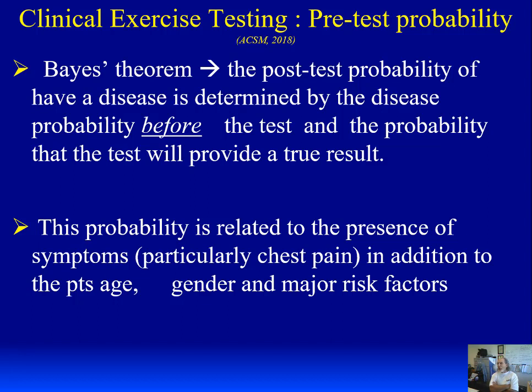Let's say now James is 72, he's smoked his whole life, he's got high blood pressure, high cholesterol, and his parents, all his brothers, sisters, everyone's got heart disease. His pre-test probability of disease is going to be much higher than the younger him. So the probability is related to the presence of symptoms, particularly chest pain, in addition to their age, gender, and risk factors.